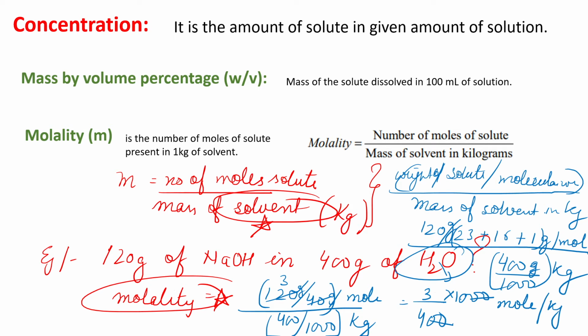The zeros will cut over here. So it will give you 30 over 4, that is 15 by 2, that is 7.5 mole per kg. The answer is 7.5 mole per kg.